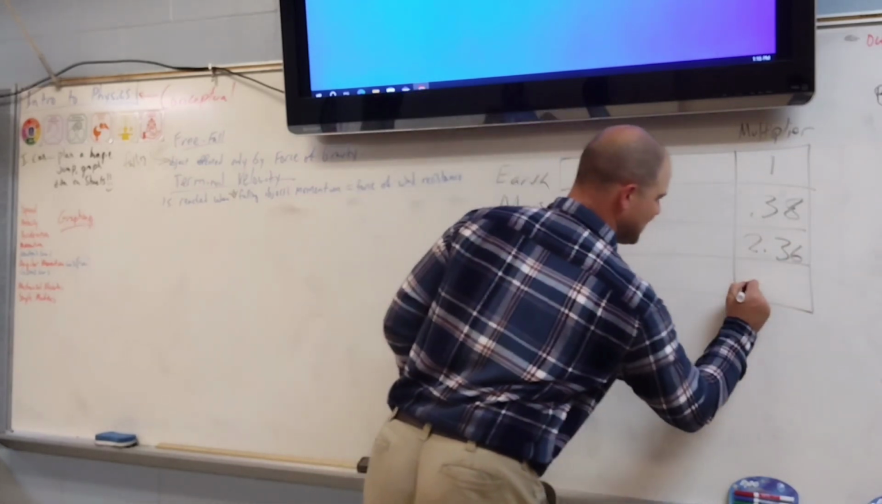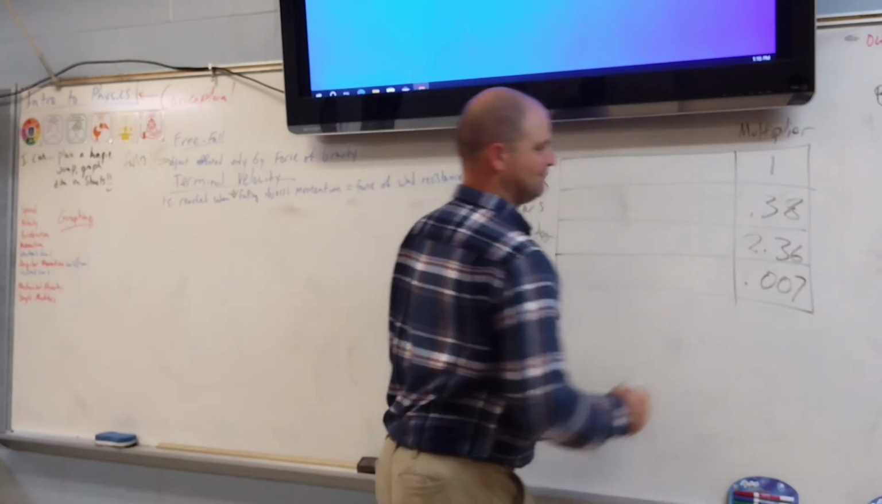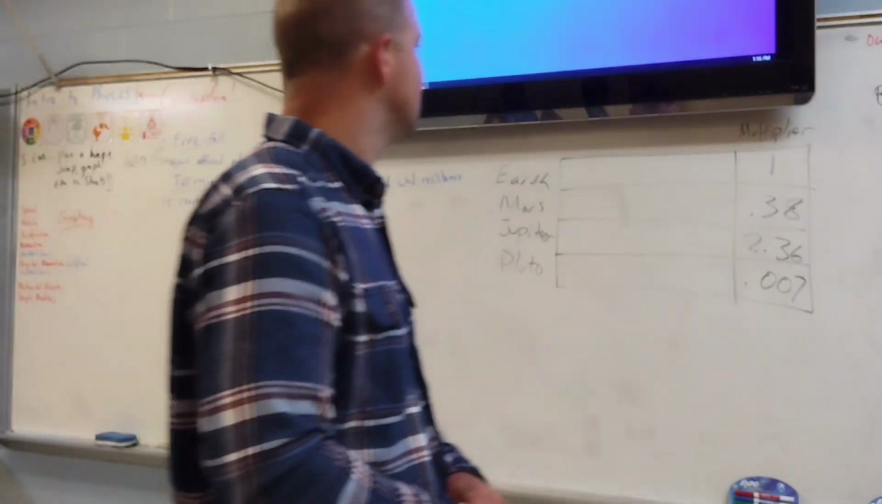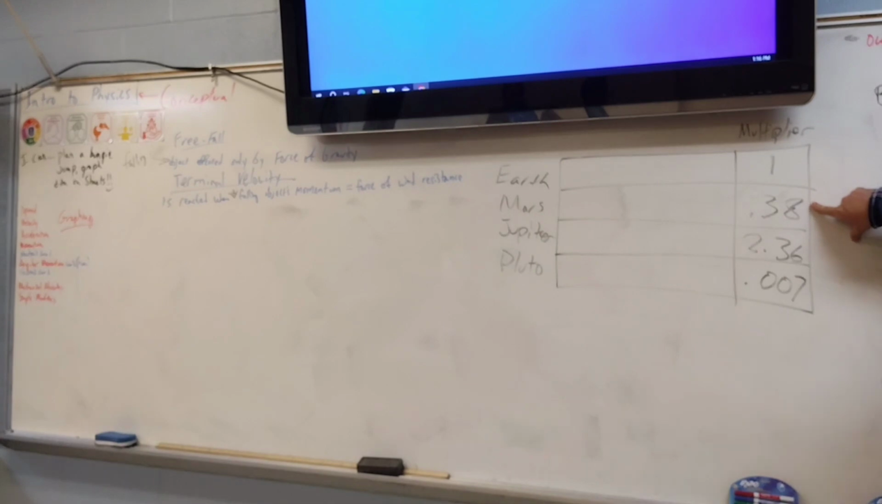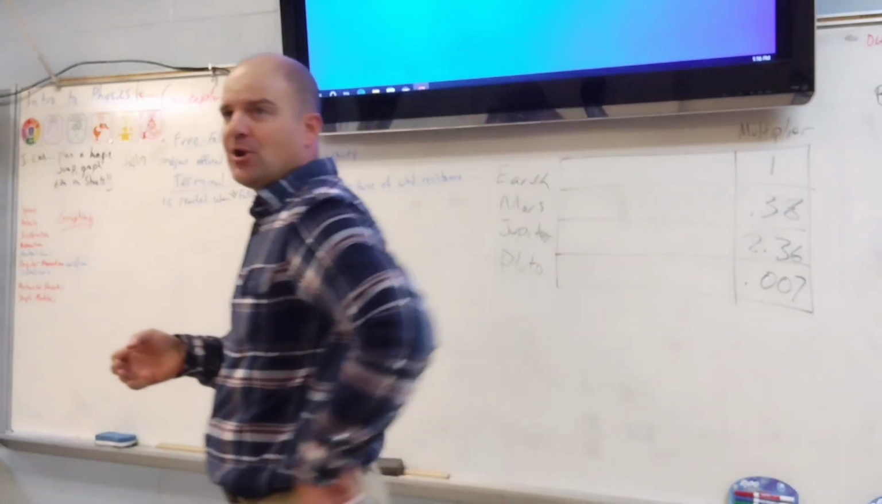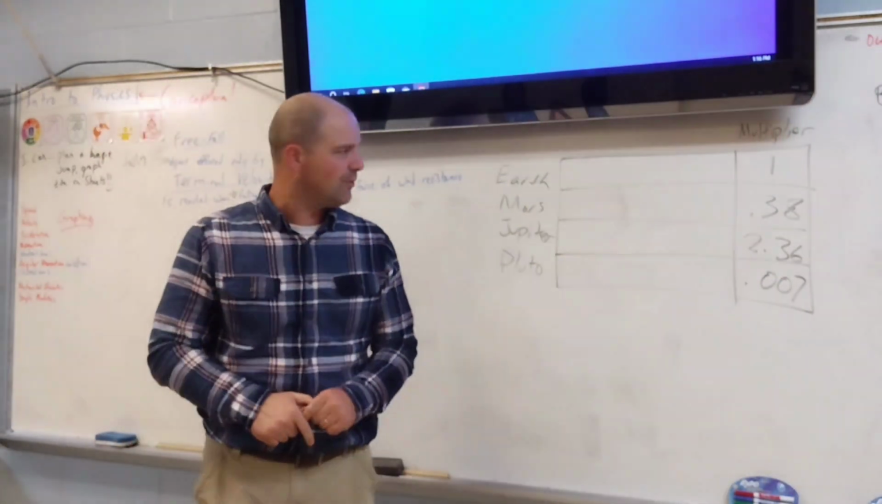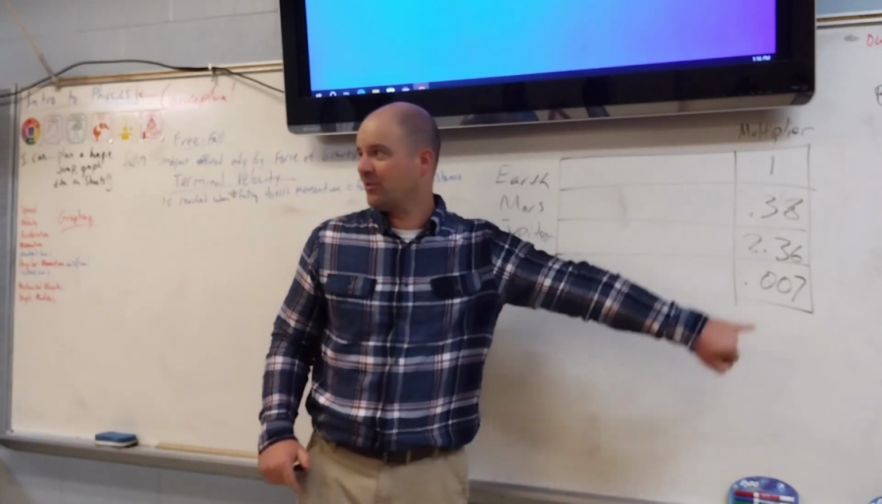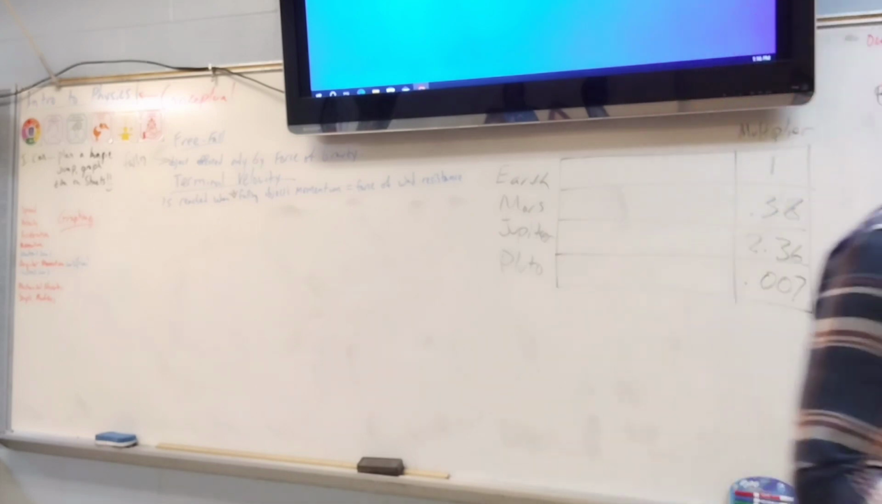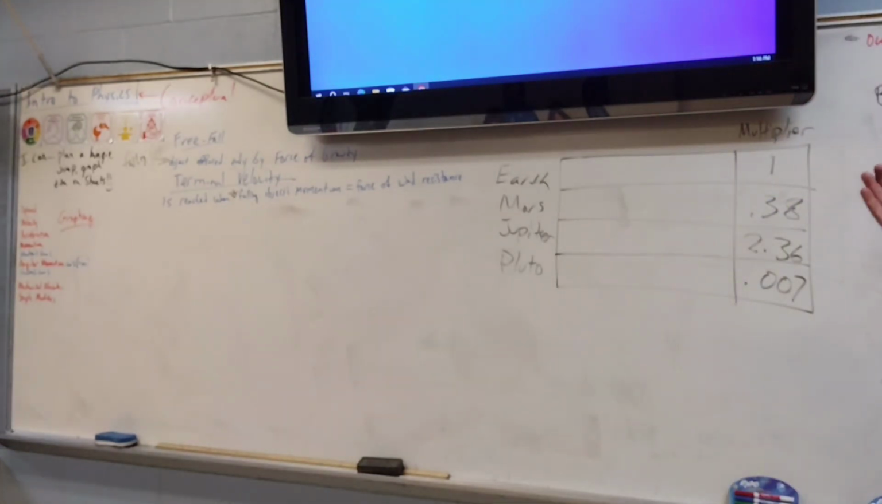And Pluto is 0.007. Wow. Yeah, you're going to be light on Pluto. I'm jumping a mile. 0.38 is just a little bit more than a third, right? So in your mind, think: my weight's going to be just over a third of what it is on Earth, and Jupiter is 2.36 times as much. So if I weigh 213 pounds here, I'm going to be close to 500 pounds?